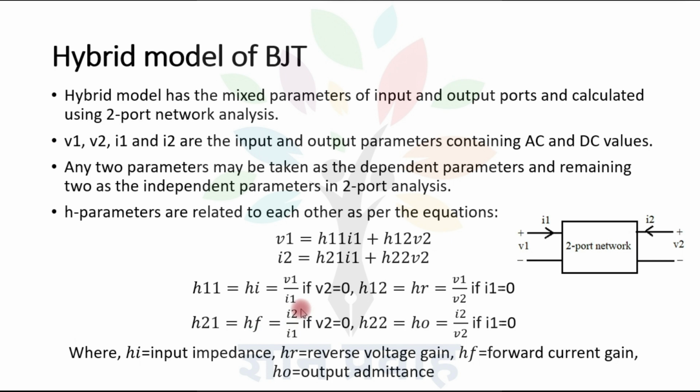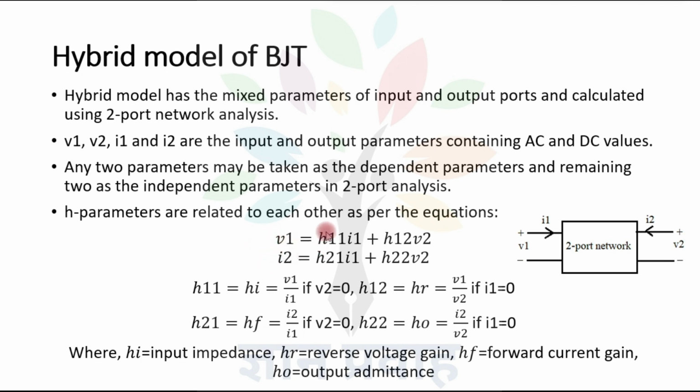H21 is I2 upon I1. We can see this is the current gain, and this current gain is the forward current gain. So we simply represent H21 as HF. F simply shows forward current gain. H22 is equal to I2 upon V2. I2 upon V2 is an admittance at the output side, or we can say it is the output admittance. So H22 is represented as HO. O simply shows output admittance. That is the proper nomenclature of these H parameters.